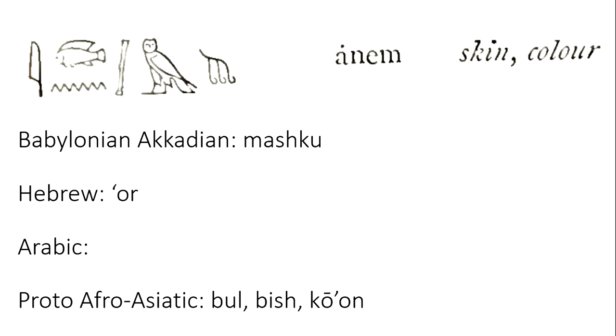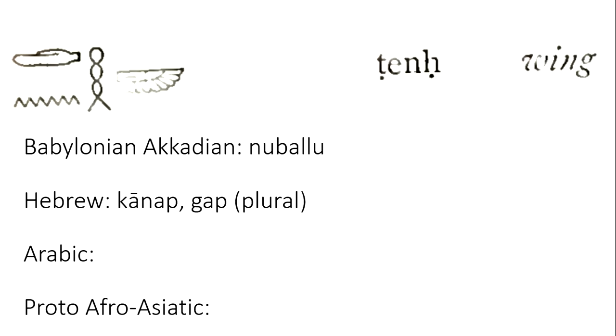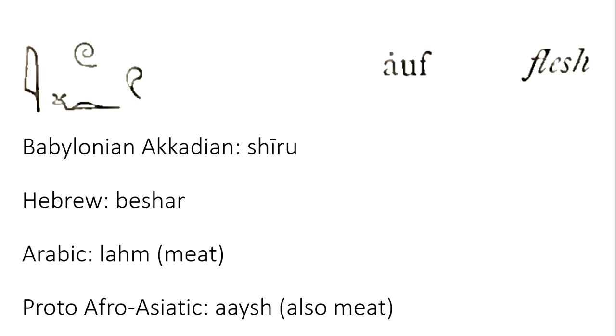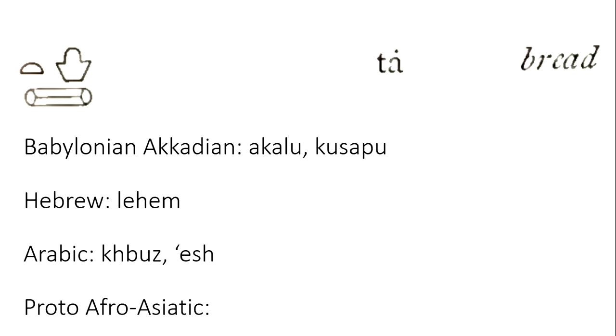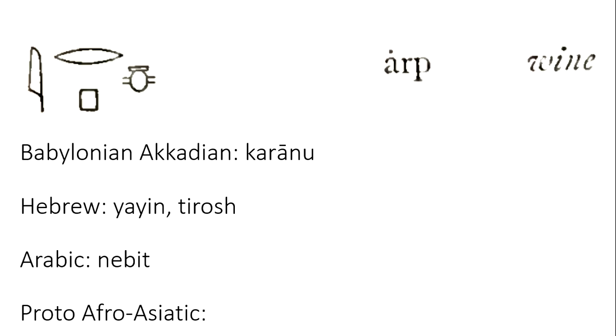Anem, skin or color. Teher, hide. Tenh, wing. Art, limb. Auf, flesh. Sniff, blood. Ta, bread. Acht, milk. Achp, wine.